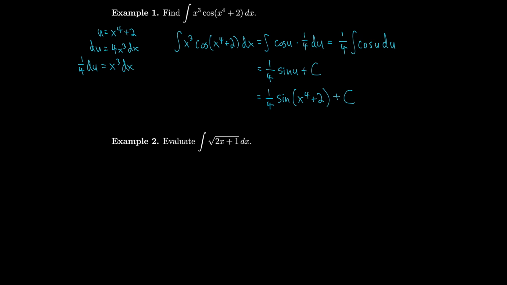Let's do another example. For this problem, you're probably wondering, what should I make u equal to? Well, if I do 2x plus 1, then when I take the derivative, I'll just have 2 dx. I have 1 dx, so I just have to divide by 2. So it seems like that should be a good choice. Let's let u equal 2x plus 1, take derivatives. We get du equals 2 dx, and then half du is equal to dx.